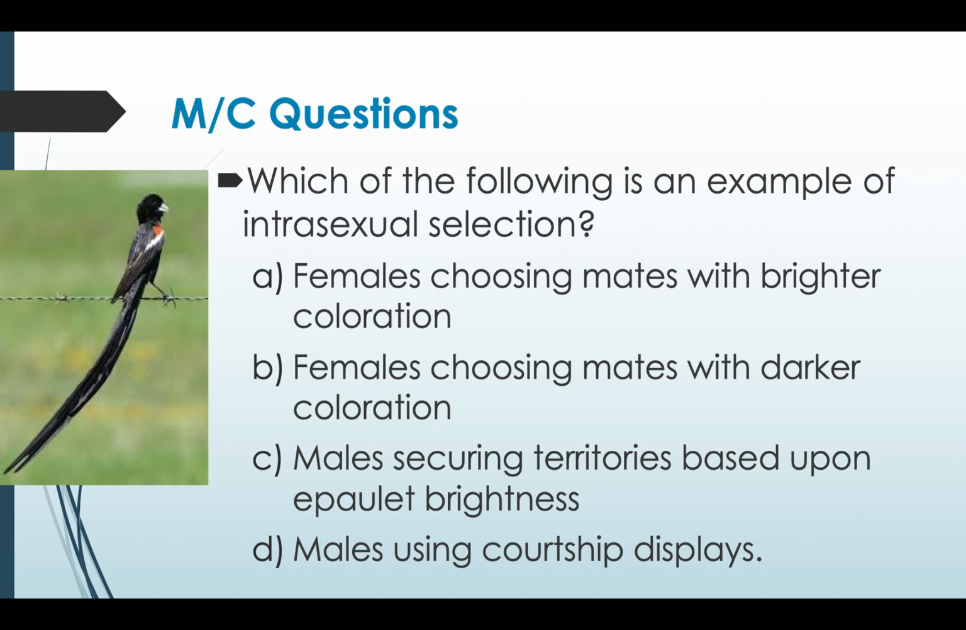And since I did shorten it, I did add some multiple choice questions here at the end for you to answer. All right, so the first question is which of the following is an example of intrasexual selection? You remember what intrasexual selection means. So would it be A, females choosing mates with brighter coloration, B, females choosing mates with darker coloration, C, males securing territories based upon epaulette brightness, or D, males using courtship displays?